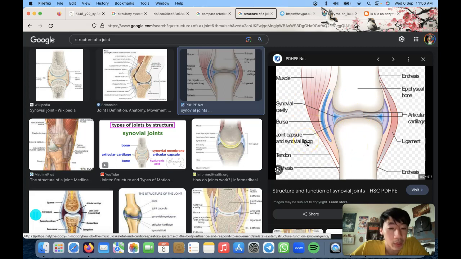There are a few things that people get confused about. Firstly, they get confused about the tendon versus the ligament. What's the difference between tendon and ligament? As you can see, the tendon connects the muscle to the bone. So tendon is muscle to bone.